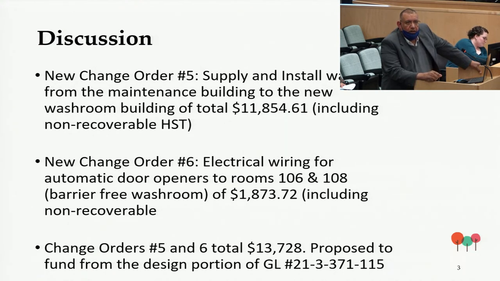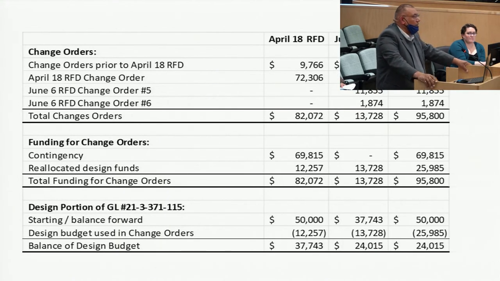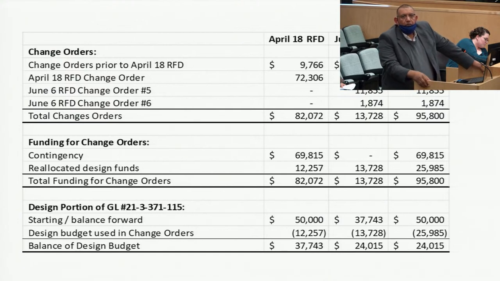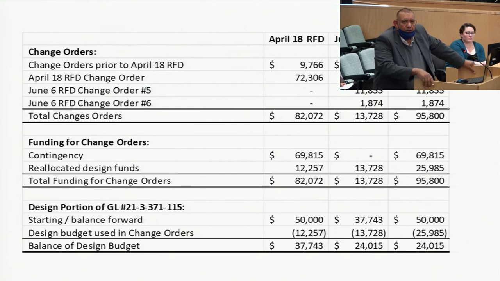The change orders number 5 and 6 total $13,728, and this will be funded from the capital budget approved 23-24, GL21-3-371-115. After we presented in April 18 an RFID, and this RFID approved back then was 72,306 with contingency 50,000. And with the new change order, this will leave the contingency at 24,000 and $15.